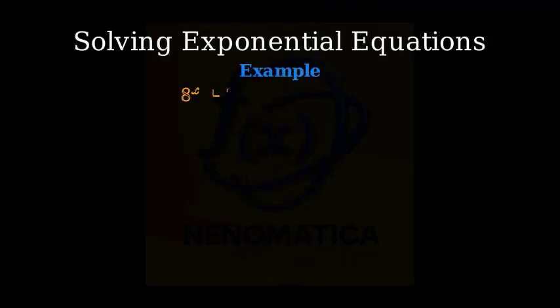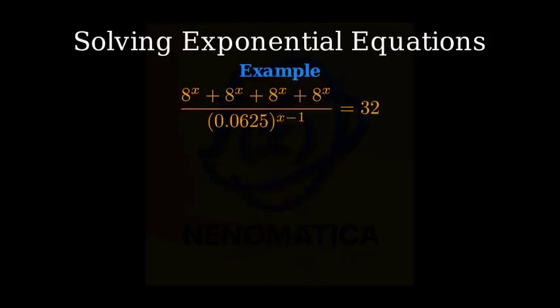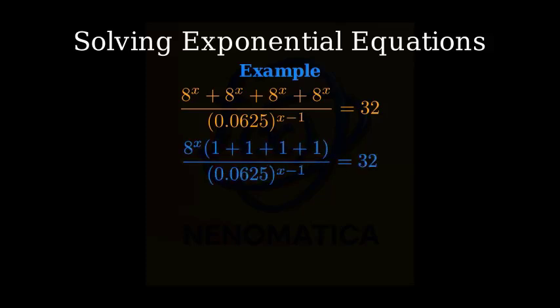Let's look at an example of an exponential equation where we need to find the value of x. First, let's simplify the numerator. We have 4 terms of 8 to the power of x, which we can write as 8 to the power of x times open parenthesis, 1 plus 1 plus 1 plus 1 close parenthesis. 1 plus 1 plus 1 plus 1 equals 4. So we have 8 to the power of x times 4 in the numerator.